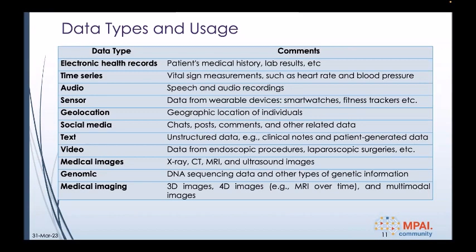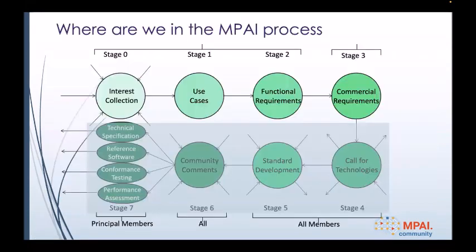We also process sensor data from the devices themselves or attached to the device. Could also be things like smartwatches and fitness trackers, other kinds of data, geolocation, social media, text, and so on. So basically, we are trying to predict and prepare for the different kinds of data that such a system might be able to use.